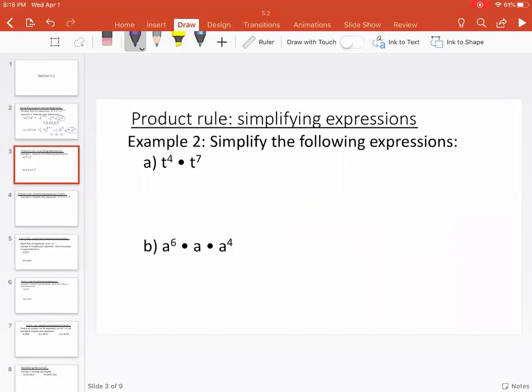So when we throw variables in the mix, we still add our exponents, but you can't go any further. Add the exponents, but keep your base. Remember, the base is what's raised to a power. The exponent is your power. Okay?